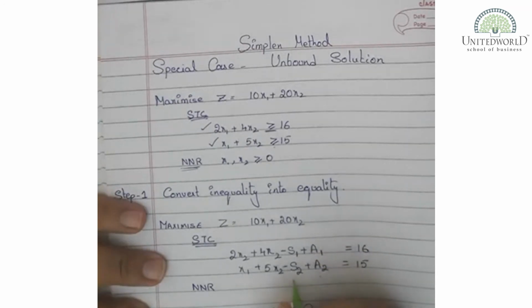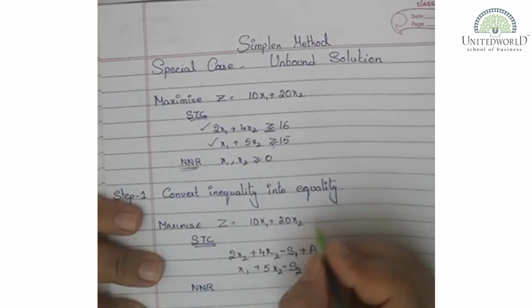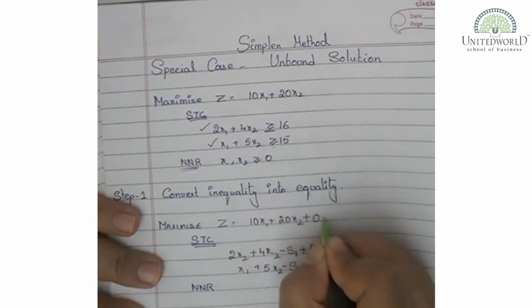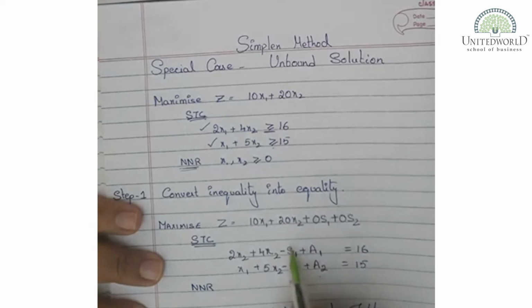Surplus variables do not contribute anything to the profit, nor do they affect the cost in any way. So, therefore, the coefficients of surplus variables are 0 in the objective function. So, when we record this in the objective function, we will record it as plus 0 s1 and plus 0 s2. So, this is to do with the surplus variable.